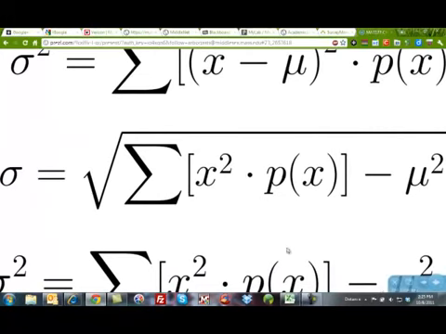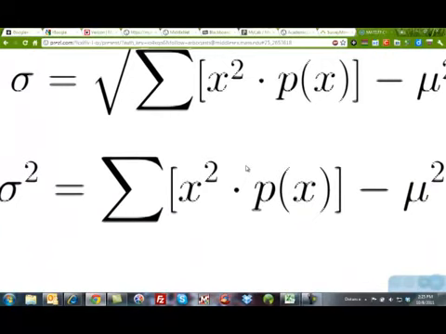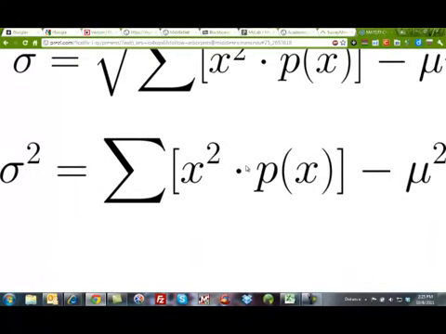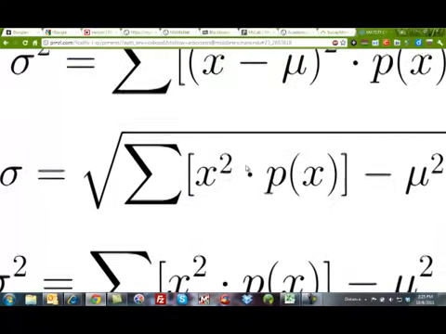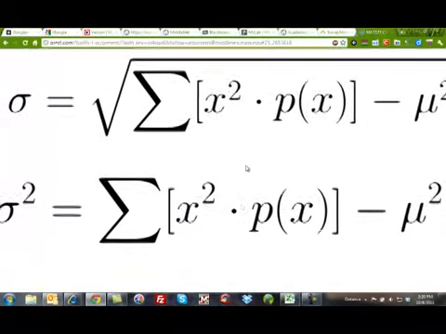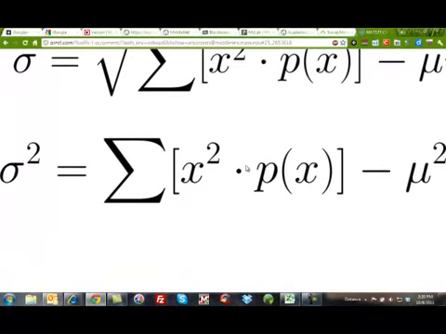Or we can do x squared times the probability of x minus mu squared. This is what our calculators do. It's easier, and thus the reason it's done. And then we take the square root of it. And as you can see from the previous one, if we square both sides, we get our variation again.